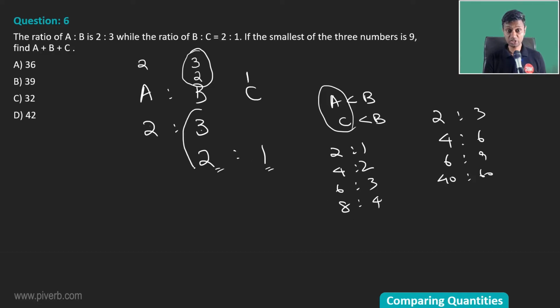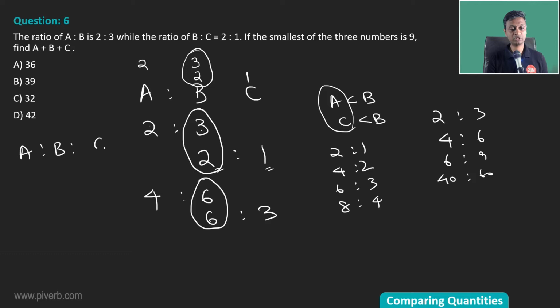So we rejig this to have a common number for B. The common multiple of 2 and 3 is 6. 2 to 3 is nothing but 4 to 6, and 2 to 1 is nothing but 6 to 3. Wonderful, now we are through. We know A, B, C are in the ratio 4 to 6 to 3.